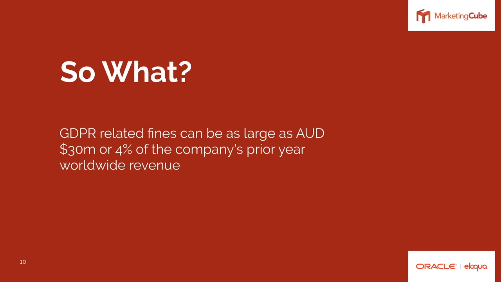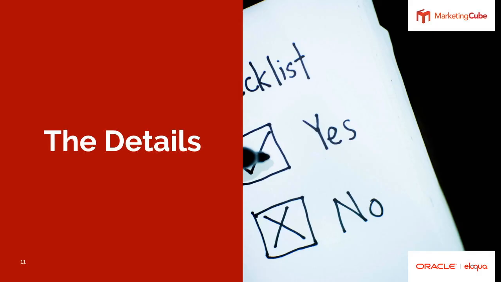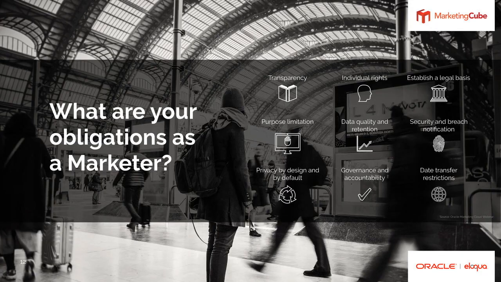Okay, so that's the legislation. That's the tough part. Now we'll get into a little bit more about what the GDPR really means to us and get into some of the details. Let's have a look at your obligations as an organization and the implications to you as a marketer. So here they are in 9 easy boxes.